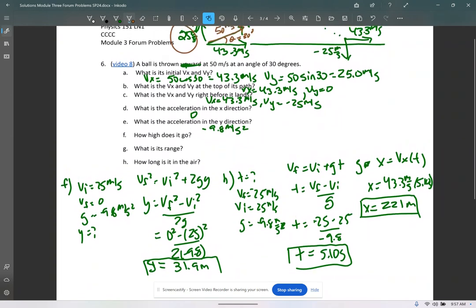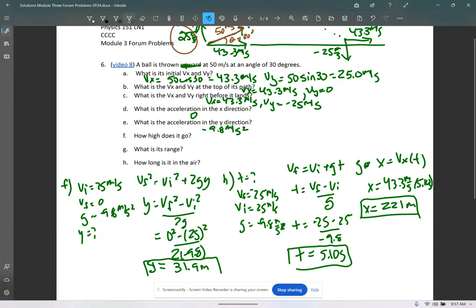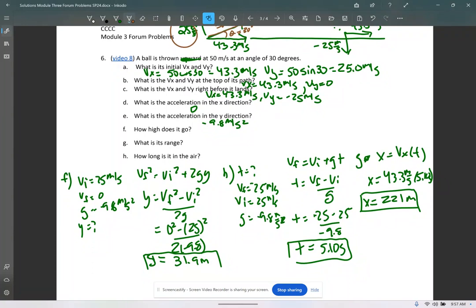And then this new question here in G is what is its range? Its range is how far it travels in the x direction. So that is only determined by 43.3 meters per second. It's going 43.3 meters every second for 5.10 seconds. So it's just x equals vx times t, 43.3 times 5.1, or 221 meters.